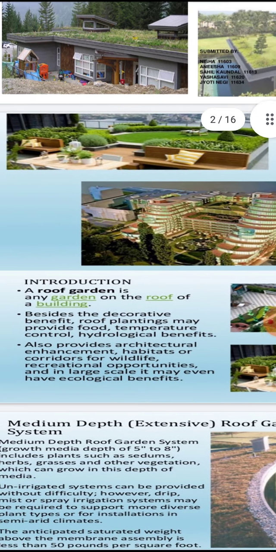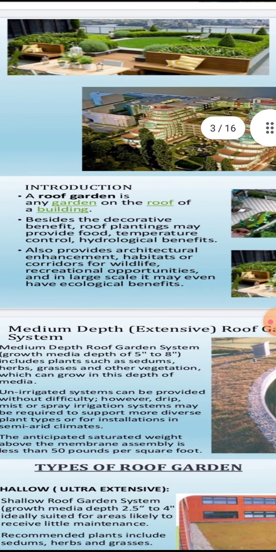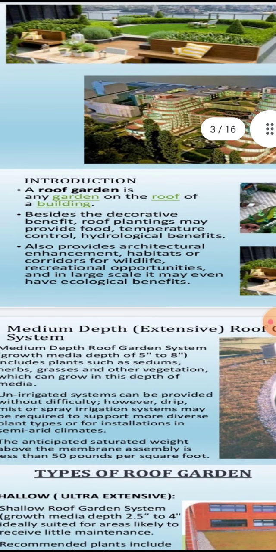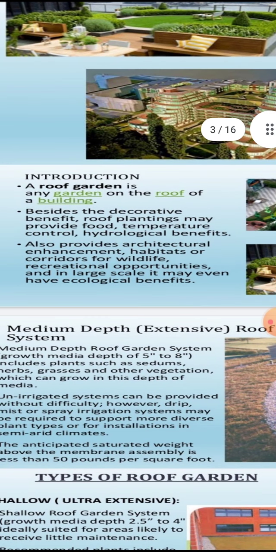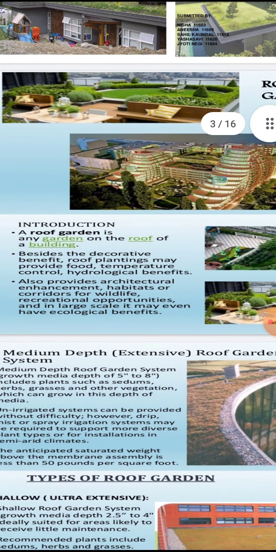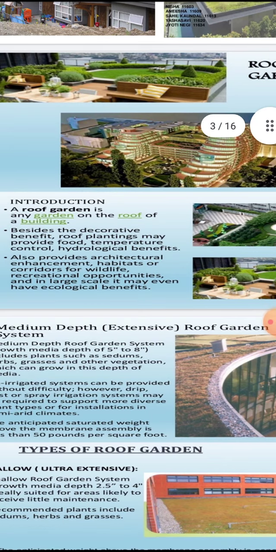Secondly, a roof garden is any garden on the roof of a building. Besides the decorative benefit, the plantings provide food, temperature control, and hydrological benefit. Food means certain vegetable crops, which are easy to grow at the top of the home, and therefore it is possible.